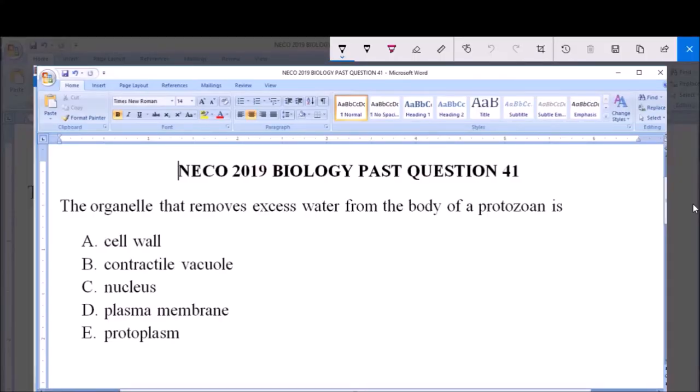I will be answering NECO 2019 biology past question 41. The organelle that removes excess water from the body of a protozoan is A. Cell wall, B. Contractile vacuole, C. Nucleus, D. Plasma membrane, and E. Protoplasm.